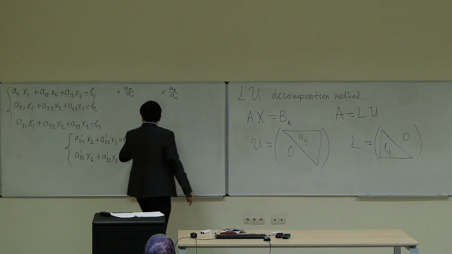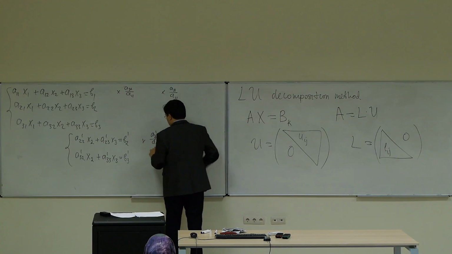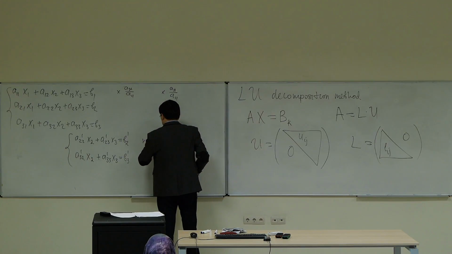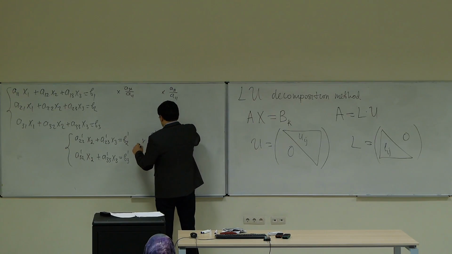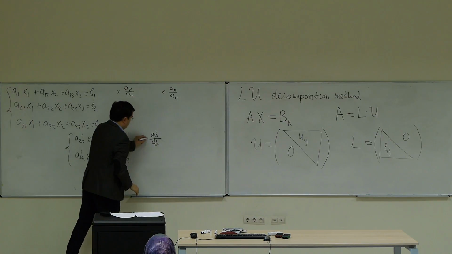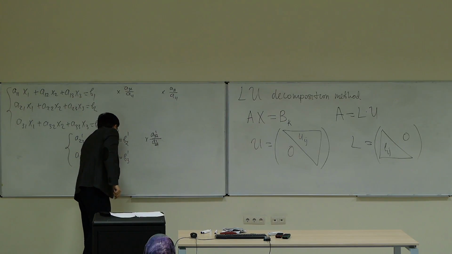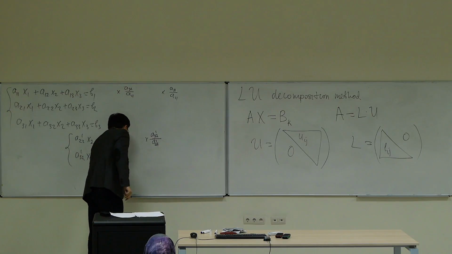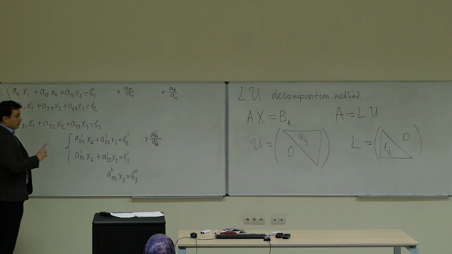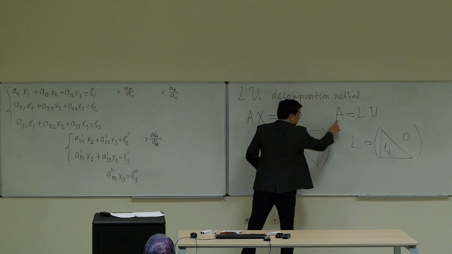Now I can multiply this first equation by A32 prime divided by A22 prime. I multiply this equation by this factor and subtract from the third equation. And what do I get? I get another equation, but for x3 only. Okay. So, as I just said, the Gauss elimination step already creates this decomposition.